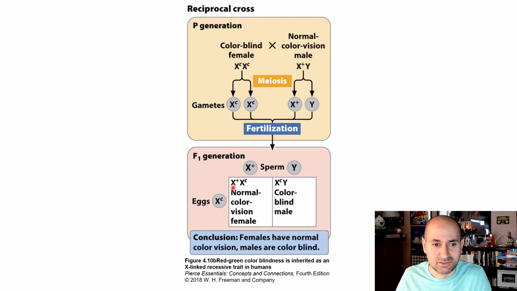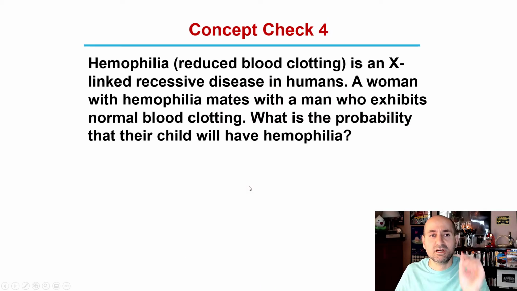See here, in this female, the wild type complement was able to mask the colorblind. But in males, the colorblind X allele is the only one they have. There's nothing to complement on the Y chromosome. So concept check number 4, and then we'll take a quick little break time with Gizmo and Wicket.